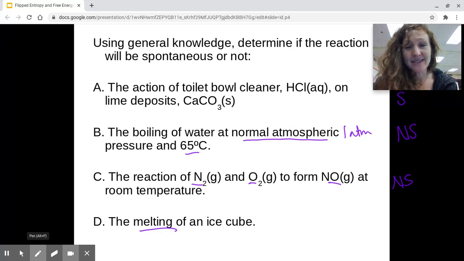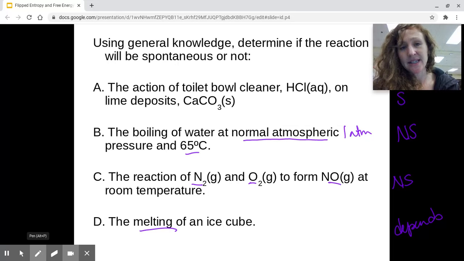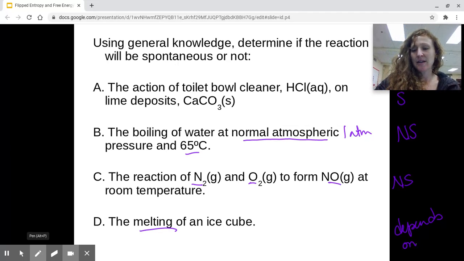And this one depends. It depends on the conditions. What are your conditions? Are you at room temperature and pressure? Well, in that case, it'd be spontaneous. Are you standing on a glacier at the North Pole and it's 30 degrees below freezing? Well, in that case, it's going to be non-spontaneous. So this one depends on the conditions, primarily temperature, possibly pressure also. But this one's going to depend.